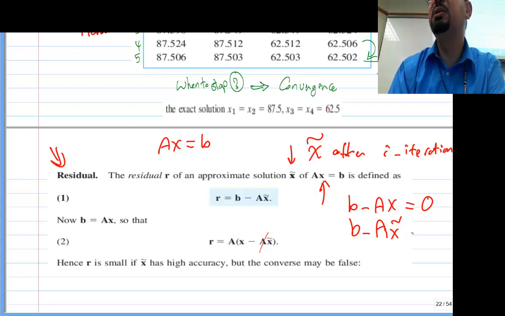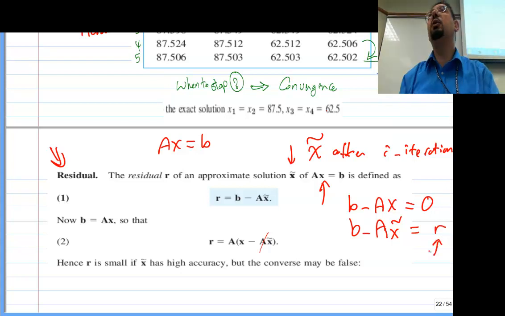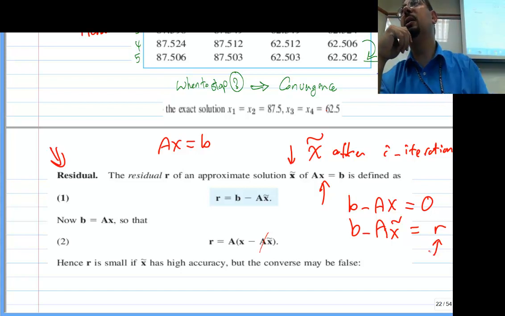You hope, right? You hope it's 0, but it's not. It is actually a number. That number is small. That number, we call it r. That number is a residual. That's what the software will tell you how small you want the r to be.